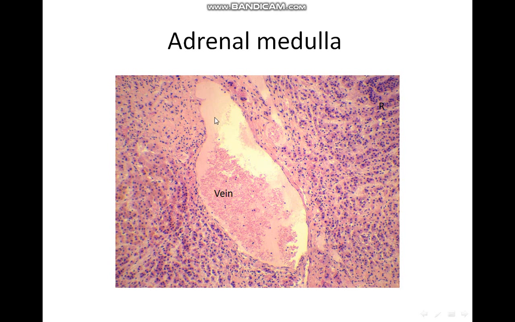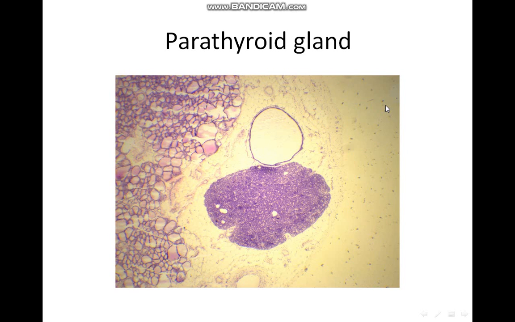The adrenal medulla is made by anastomosing cords of cells that are responsible for the secretion of catecholamines, and here we can identify the suprarenal vein. Here we can also identify the innermost layer of the adrenal cortex, which is the zona reticularis, characterized by anastomosing cords of cells.